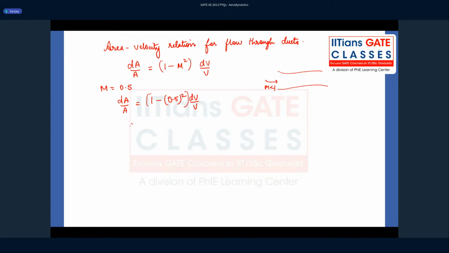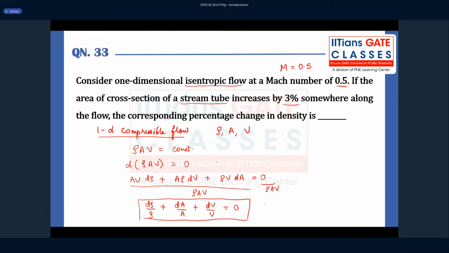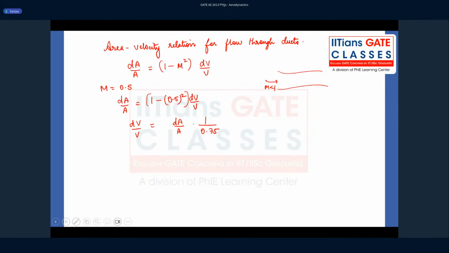Okay. So dV by V becomes dA by A times 1 by 0.75, right? Now let's call this equation number 1, and let's use this particular relation that we have derived in this relation.